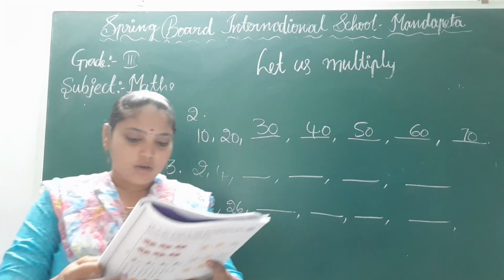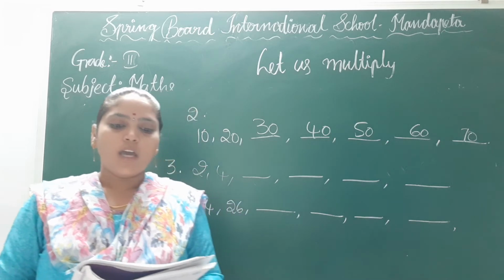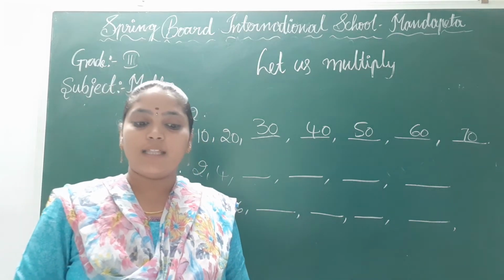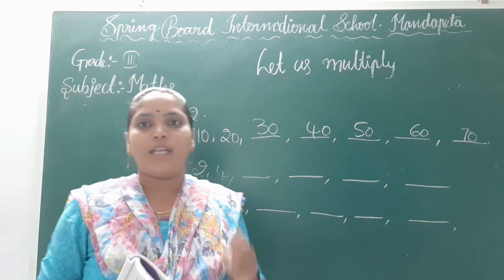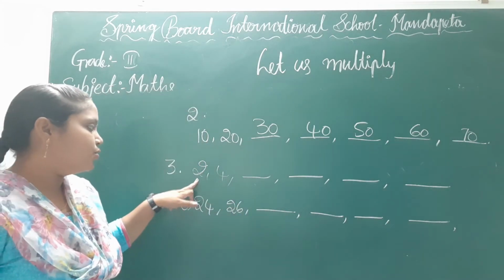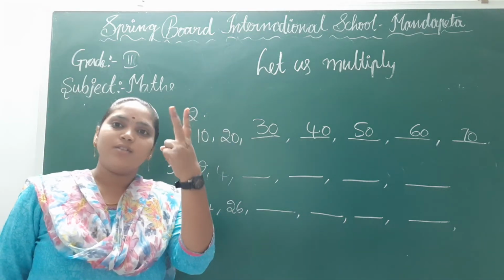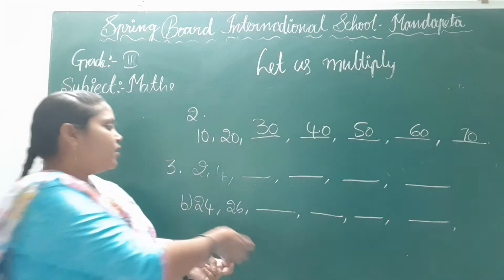Next, third one. Open page number 34. Fill in the blanks by skip counting in twos. Okay, fill in the blanks by skip counting in twos. Here 2 is given. So skip counting of 2, after 4 comes 5, 6. This is the skip counting of 2.